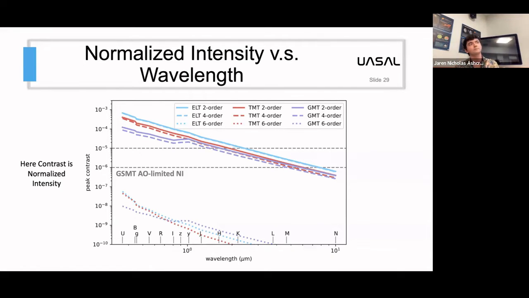I would expect 4th order to be maybe somewhere in between 2nd and 6th, but it's really like 2 and 4, and then 6 all the way down here. Do you have any sense of why that is? Is it related to the inner working angle? Because most of the polarization aberration energies are at the IWA, so maybe 6th order has a larger working angle. Yeah, so it filters out more of that. Is that it, or is there a different reason?